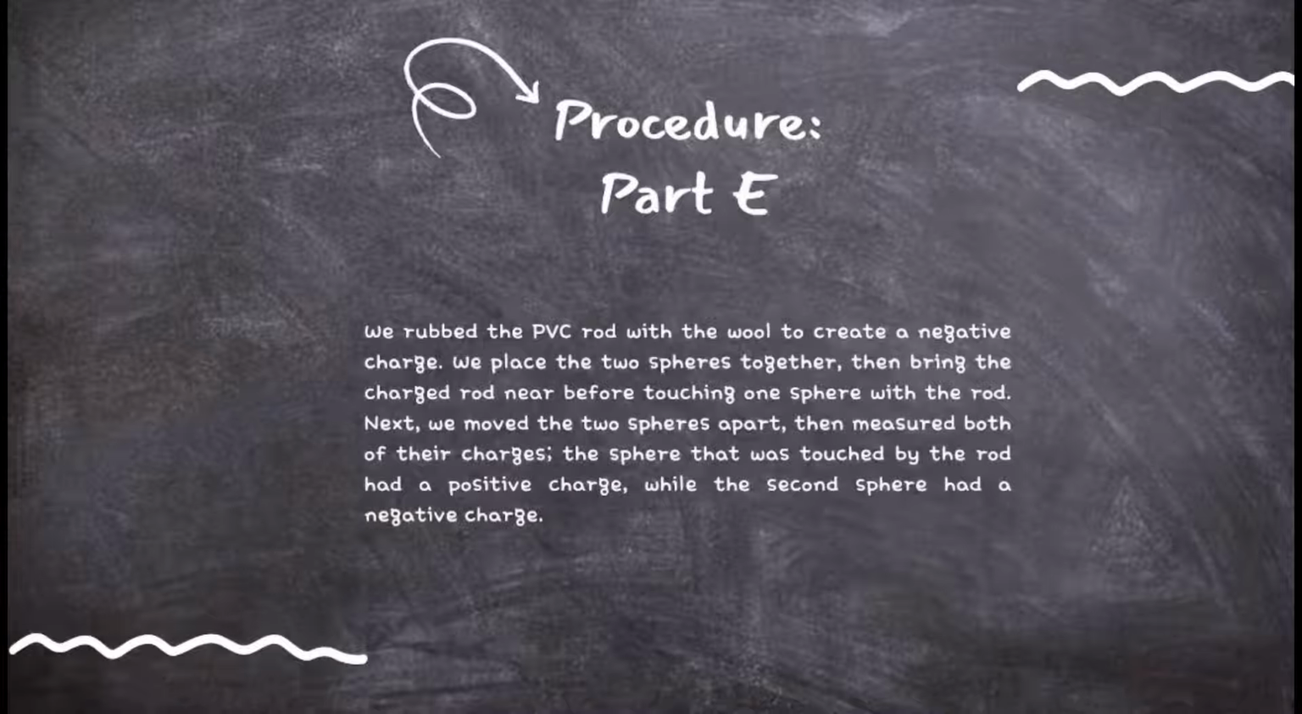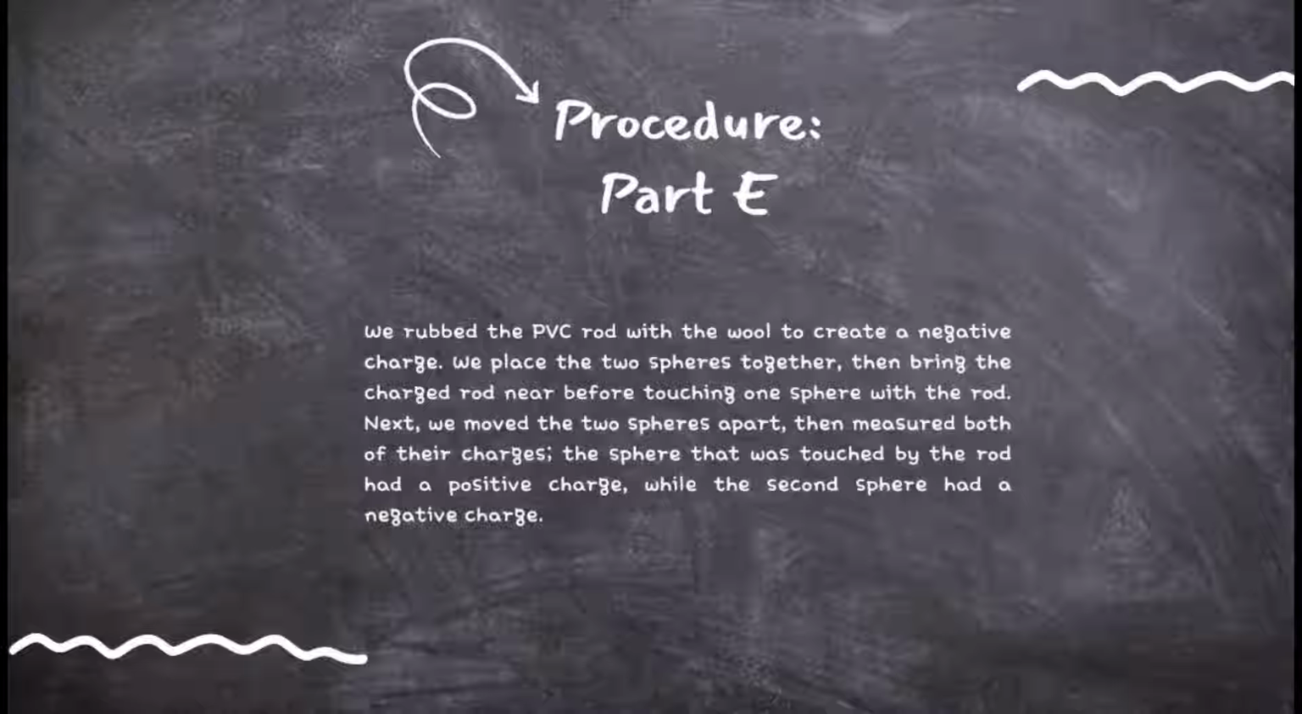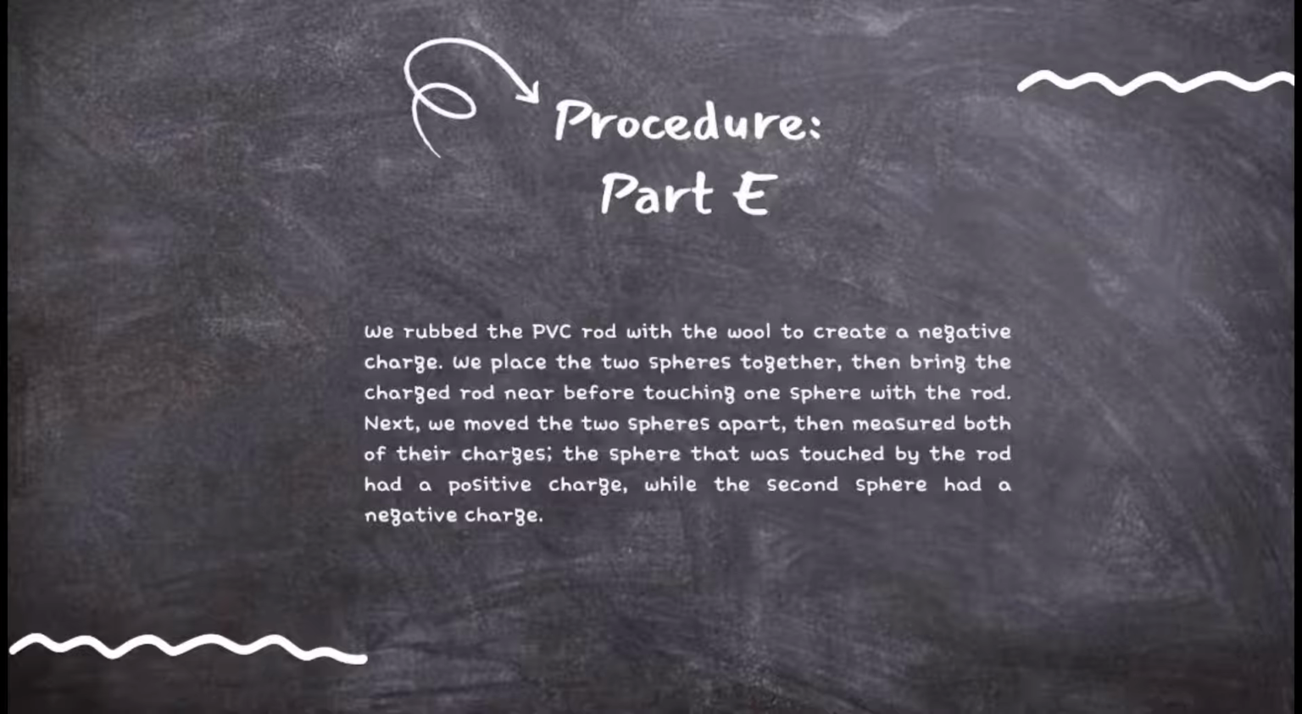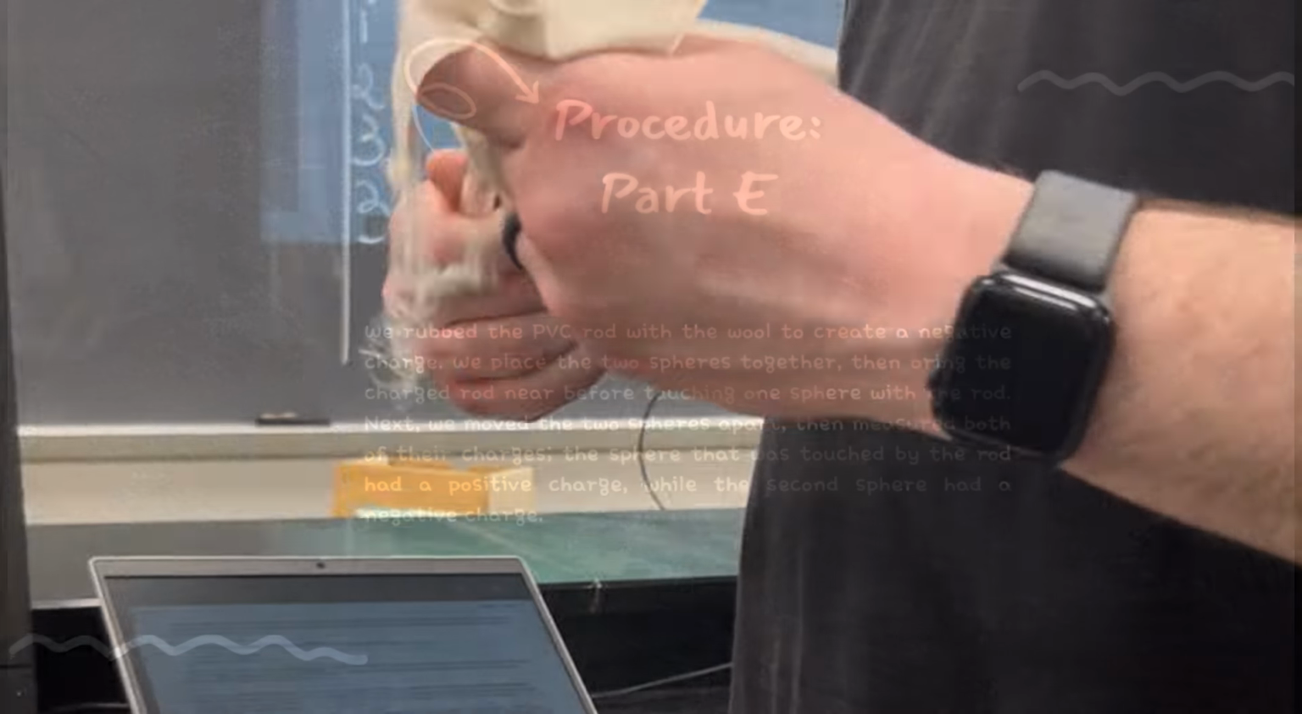Procedure Part E. We rubbed the PVC rod with wool to create a negative charge. We placed the two spheres together, then brought the charged rod near before touching one sphere with the rod. Next, we moved the two spheres apart, then measured both of their charges. The sphere that was touched by the rod had a positive charge, while the second sphere had a negative charge.